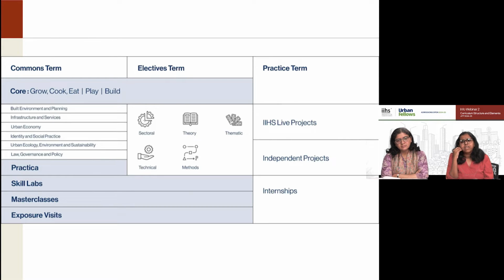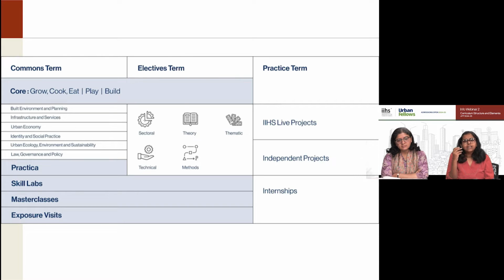And the practice term has 3 streams. Fellows can either be part of IIHS's live project, or they can undertake independent research projects, or they can even go for internships. Let's take a closer look at the commons term.